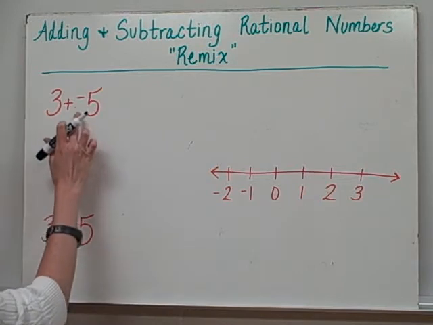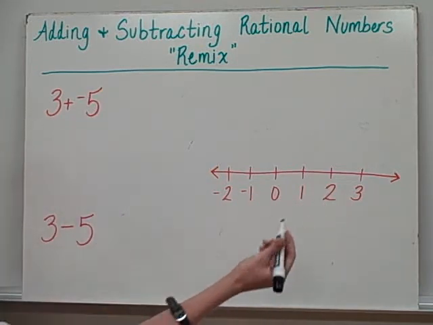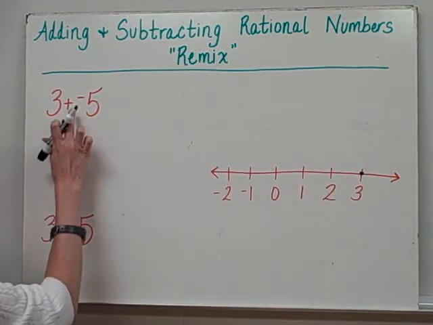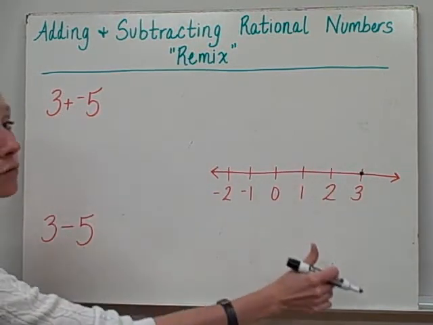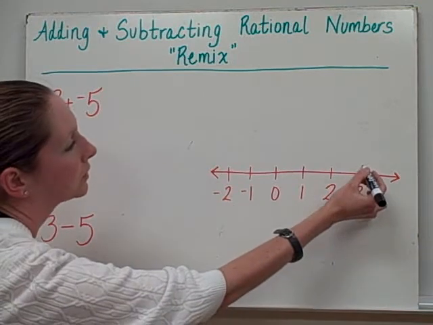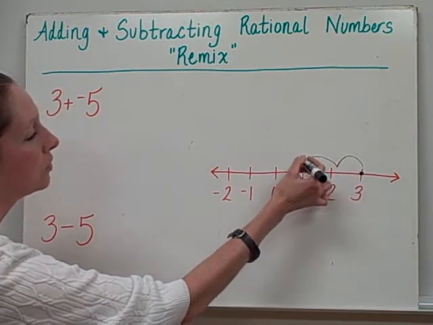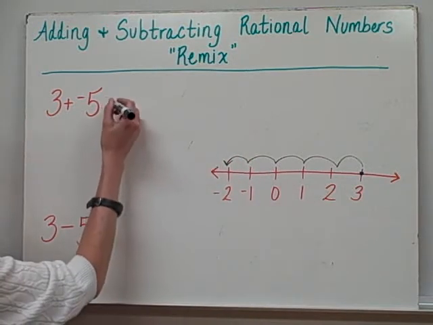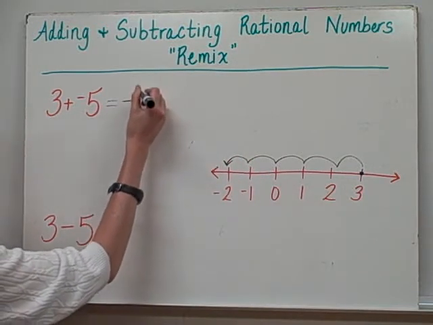3 plus a negative 5, think about your number line. Start at 3. We're adding a negative, which means we move to the left 5 hops. 1, 2, 3, 4, and 5. So our answer is negative 2.